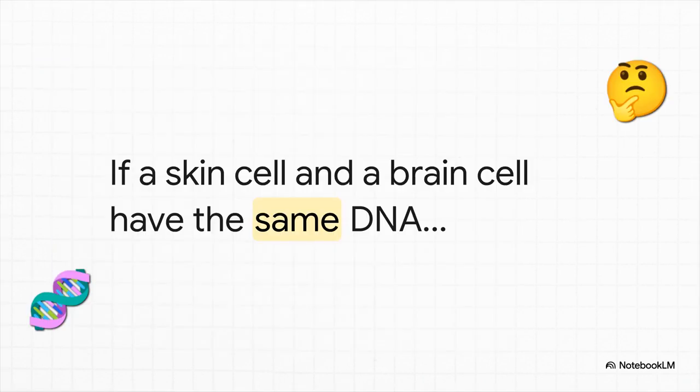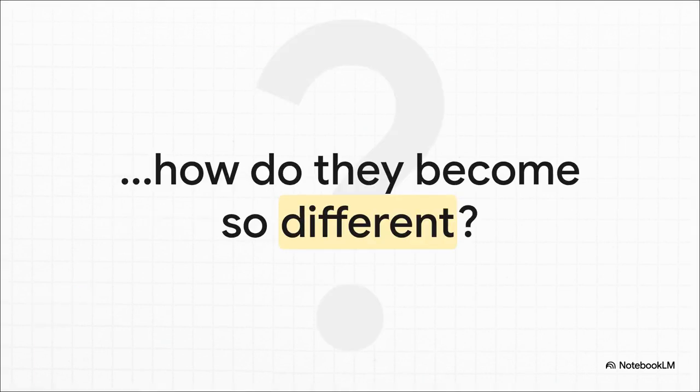So, let that sink in for a second. If a skin cell and a brain cell have the very same DNA blueprint, then how on earth do they end up being so radically different? I mean, in their shape, their job, everything. This was the central mystery we had to solve.